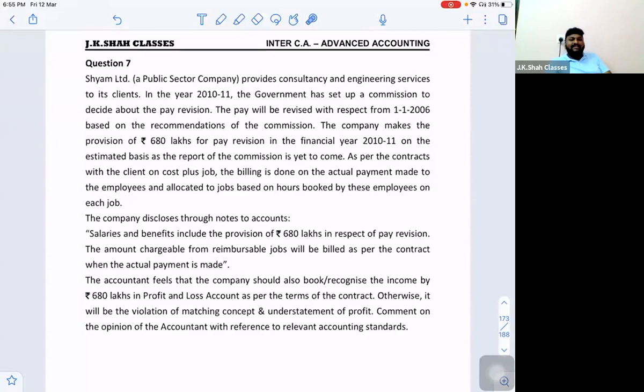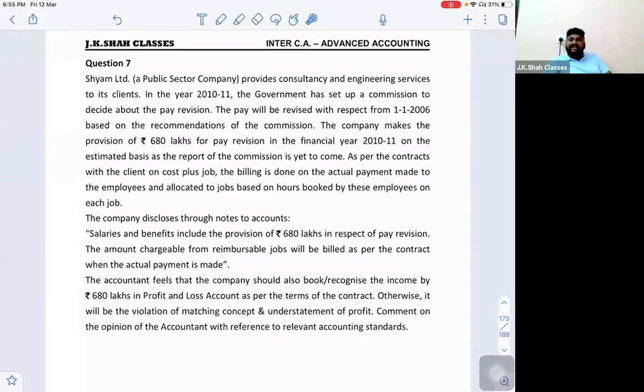So my point of agenda is what? Whatever is the actual cost to the company of employees, that will be billed. So what conclusion can I derive from here, you know? This entire 680 lakh of pay revision is a reimbursable asset for us also.